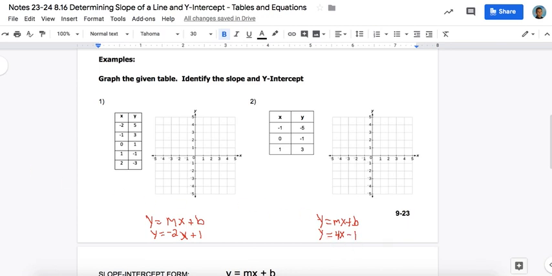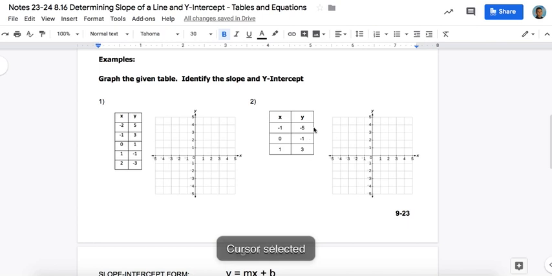Okay, that concludes our notes on determining slope of a line and y-intercept using tables and equations. Feel free to use the graphing method by using grid paper when you do your classwork and homework, or you can, if you like our previous method of finding the slope, do that as well.